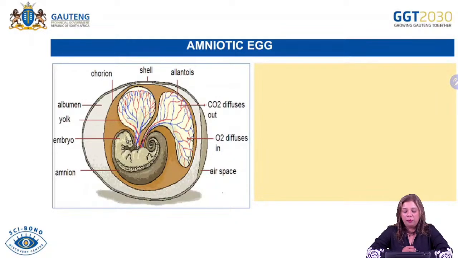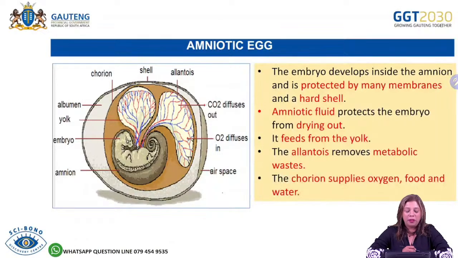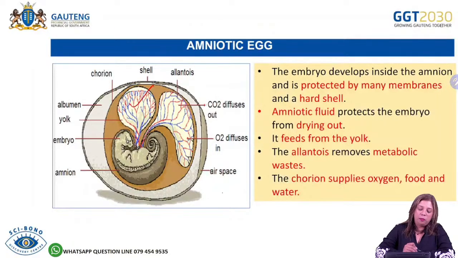This is the example of an amniotic egg, and what we need to remember about the amniotic egg is that it's got the yolk which provides nutrients, and it's got the amniotic fluid which protects the embryo.